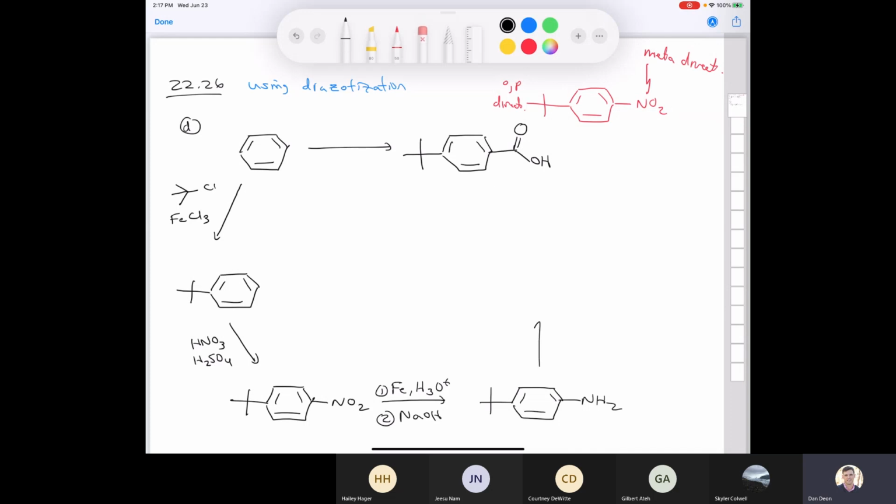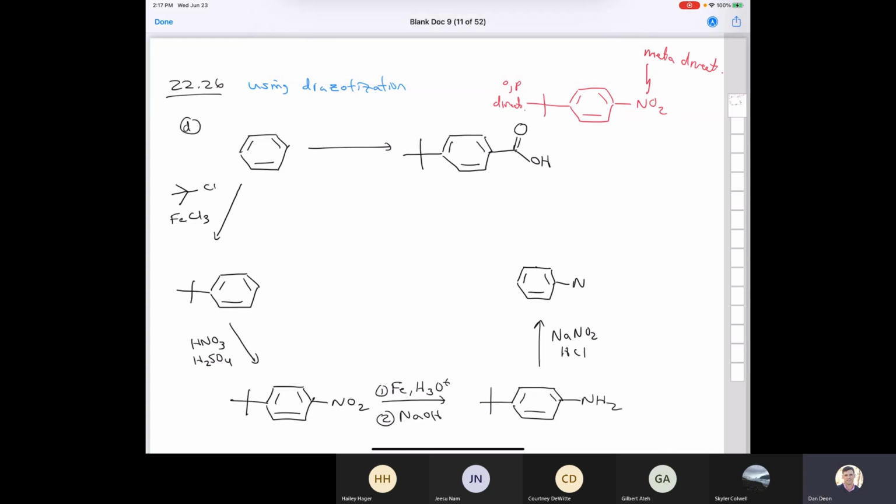Okay, so now we're going to diazotize this. We treat it with sodium nitrite and hydrochloric acid, and we get the diazonium ion. Then we're going to treat it first with cuprous cyanide to install the nitrile, and then we hydrolyze that to the carboxylic acid by treating it with acid and heating it up. And there you go, my friends. That's it for that synthesis.